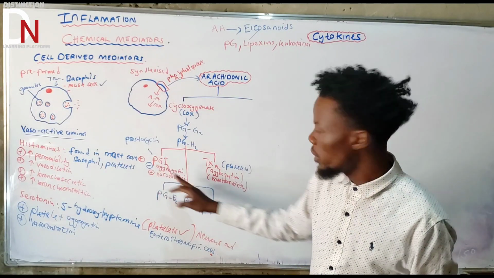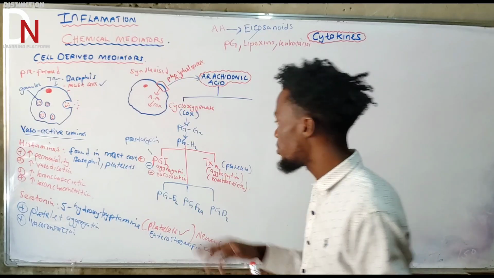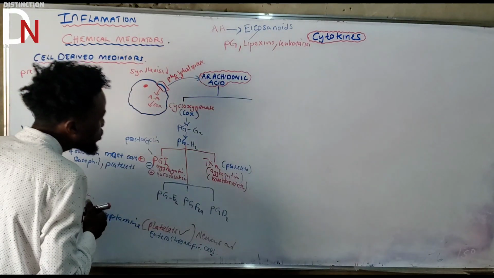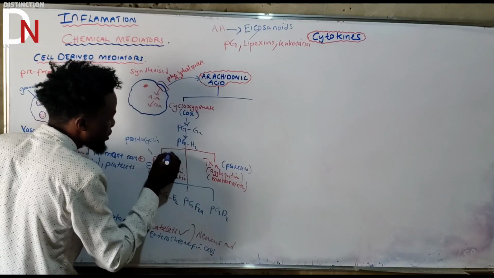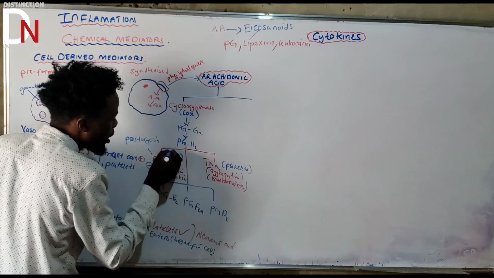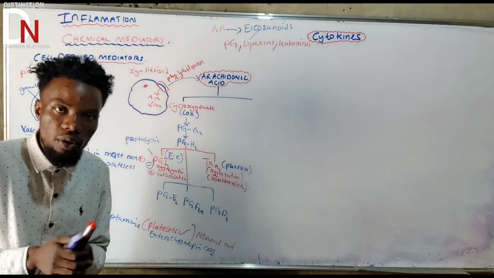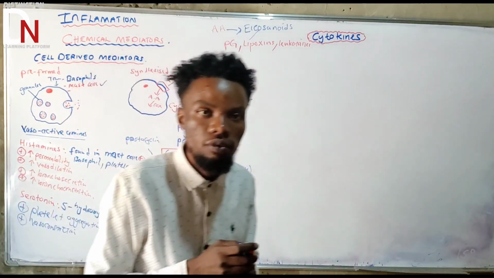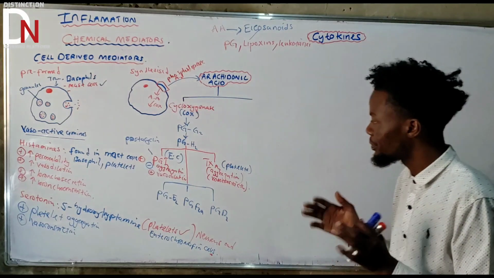Now the question is, what are the cells that are going to produce prostaglandin I2? Thromboxane can be found in platelets most of the time. But what about this one? This one can be found in endothelial cells. That's why you can find much of the concentration, or synthesis, of prostaglandin I2 there.